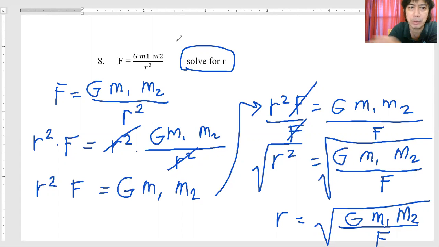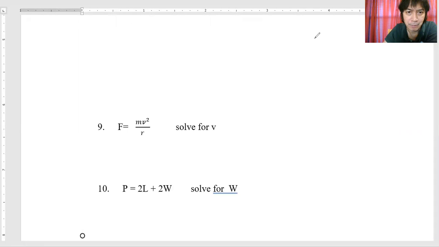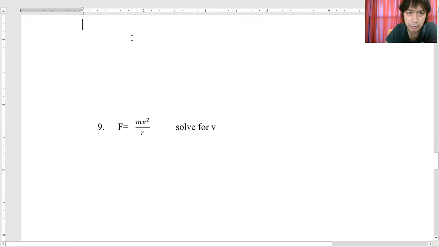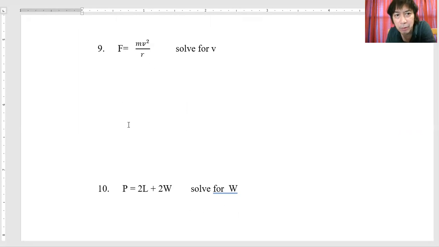All right, next, let's continue with number 9. Okay, number 9. Here's number 9. Let me continue. We will put more space there. And we put this up. This is actually centripetal force. If you remember in science, centripetal force equals mass times velocity squared over the radius of the circular path, with respect to the center.